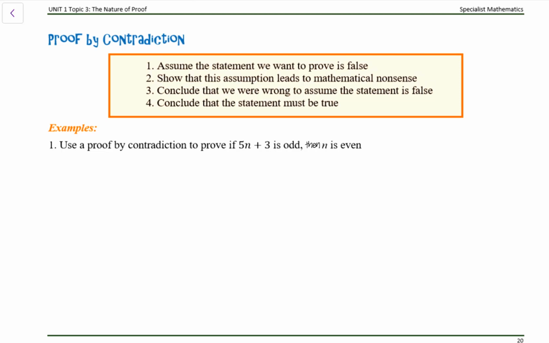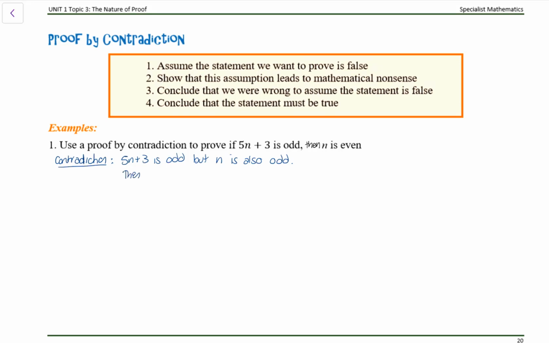Make this correction. Then n is even. Not that n is even. Okay? So our contradiction here is going to be 5n plus 3 is odd, but n is also odd. Okay, so we know 5n plus 3 is odd, but instead of saying that n is even, we're going the opposite, going n is also odd.